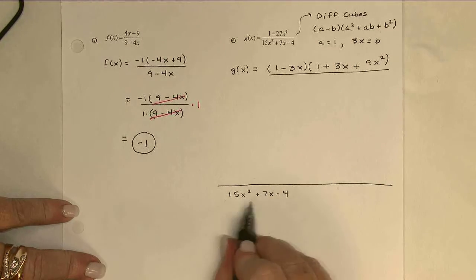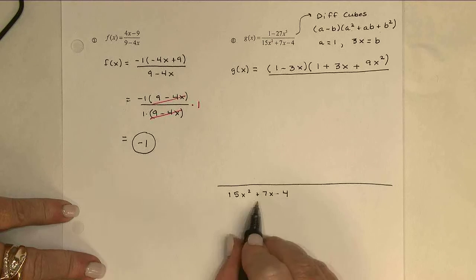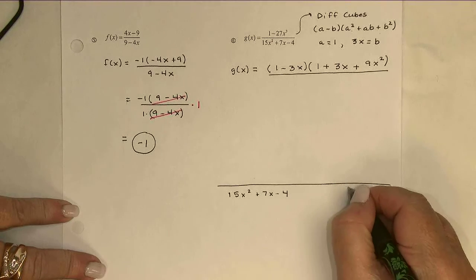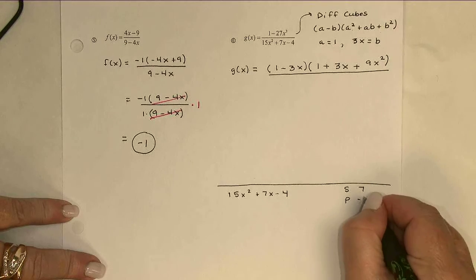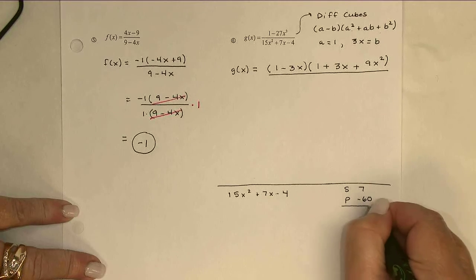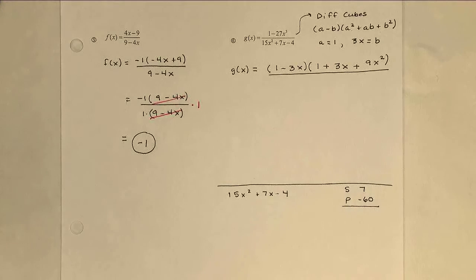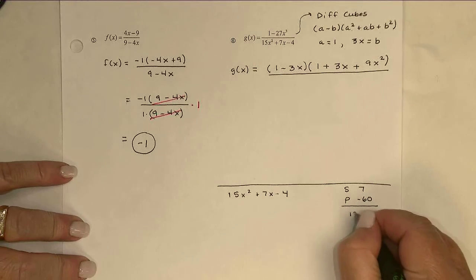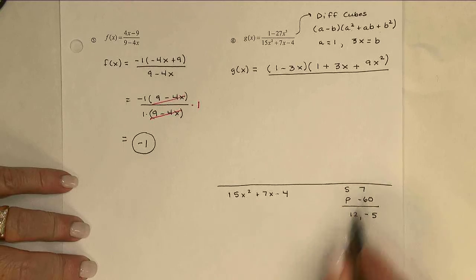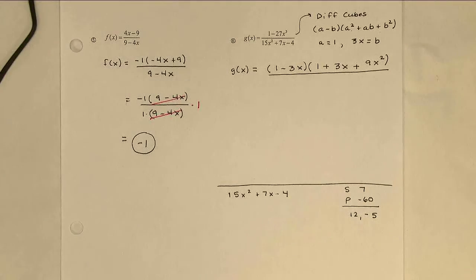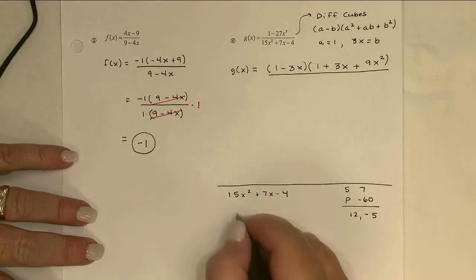I have a trinomial, so I'm thinking sum and product. I'd like a sum of 7 and a product of negative 60. Let's see. What have I got there? 12 and 5? If I make the 5 negative, those would add up to positive 7, and definitely multiply to negative 60, so I think we're good there.